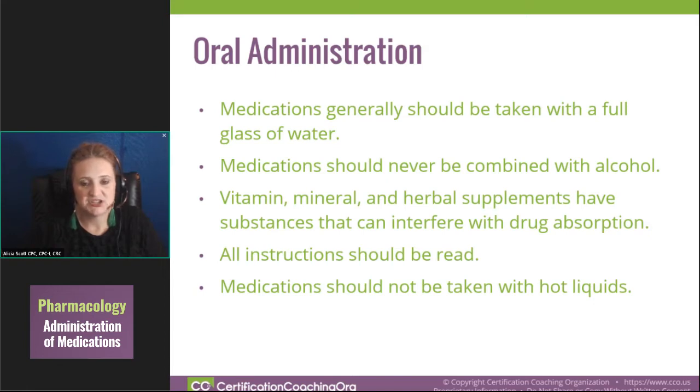Always, just standard protocol, tell people to drink a full glass of water, which is considered 8 ounces, with any medication. I used to be very bad about this, but even if you can swallow the medication on the first sip, go ahead, because that allows it to pass through the stomach quicker and get into the intestines and be absorbed into the body.